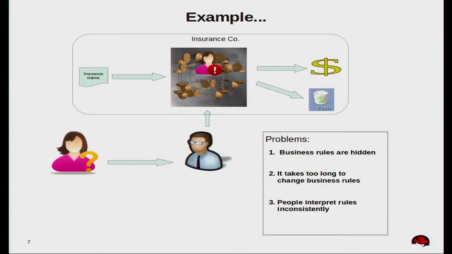For example, if I wanted to make a change in a Java program, I have to recompile the program, probably run it through some regression tests and all this stuff. And it takes a long time from the time of that change to the time it actually makes it to production. And then people interpret rules inconsistently. So I just mentioned that. I made some rules inside the application, and it's hard for other people to come in and make sense of what I've done.